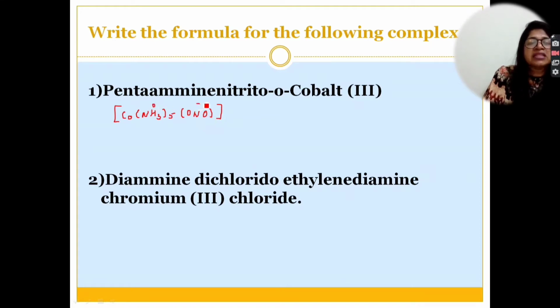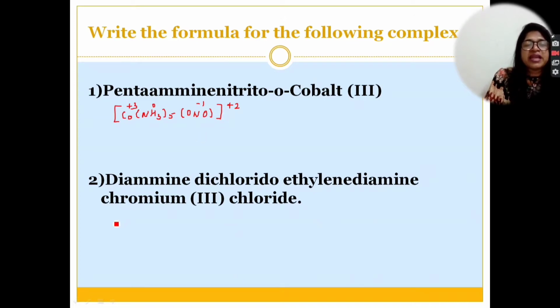It is nitrito-O. Now what is the charge of NH3? 0. What is the charge of ONO? -1. And here the charge of cobalt is +3. Already given here. So +3 -1, outside will be +2. Writing this +2 outside the square bracket is very important. Otherwise you will lose your mark.